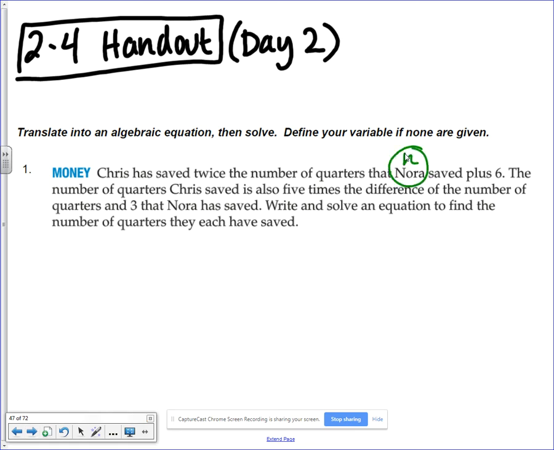So Chris has saved twice the number that Nora has saved, plus 6. It also says that Chris has saved 5 times the difference of the number of quarters and 3 that Nora has saved. 5 times the difference. Now, are we talking about 2 different Chris's or the same Chris? Well, these are the same Chris, so these things should be equal. They're the same. And now we're ready to solve.